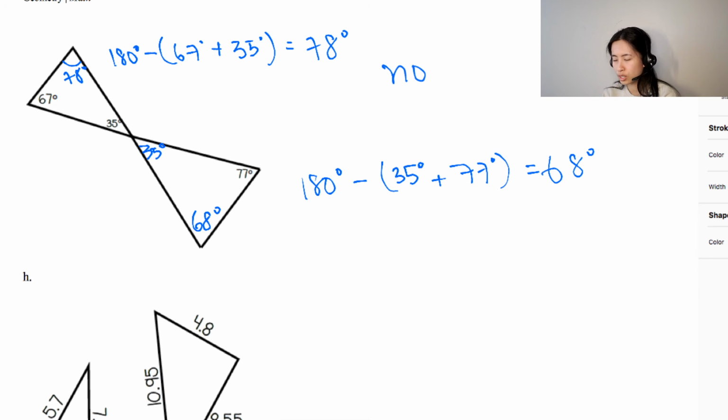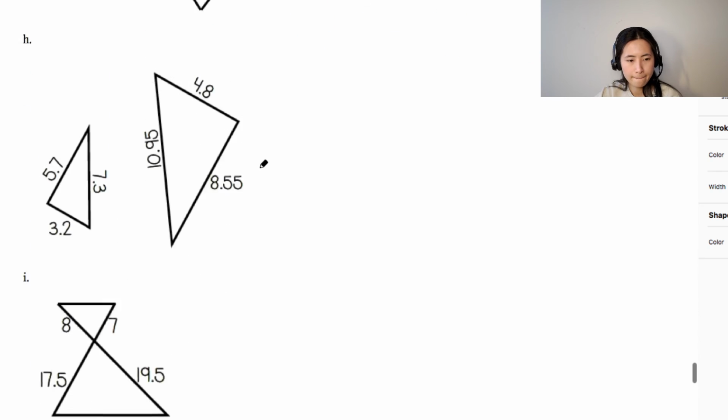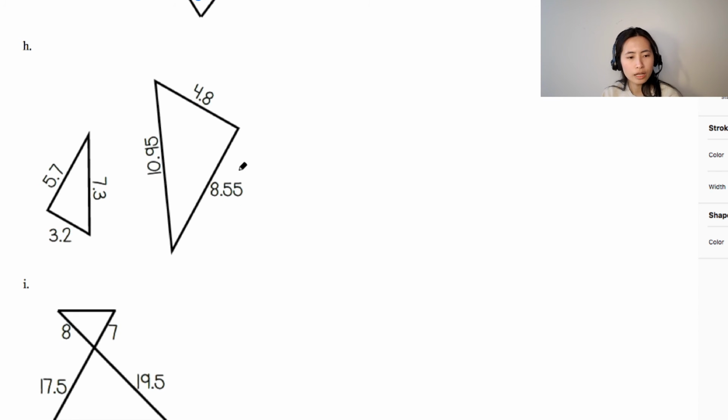Okay, so let's move on to H. So for H, we need to compare the sides. So remember what I said earlier. How do you know which sides to compare whenever you have a side theorem that you need to deal with? First, identify which one is the shortest side, and then you're supposed to compare the shortest side with the shortest side of the larger triangle.